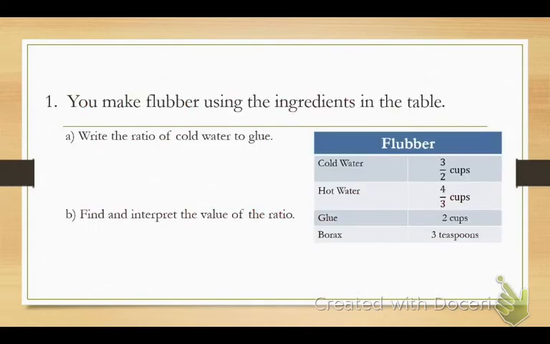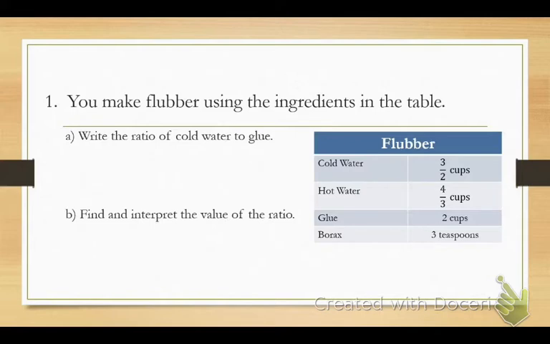For number one, it says you make flubber using the ingredients in the table. Do you guys know what flubber is? It's kind of like slime. How many of you have ever made slime before? Okay. Flubber is like another kind of slime. Read to me what the ingredients are in our table. Cold water, hot water, glue, and borax. All right, so those are the four things that we need whenever we are making flubber.